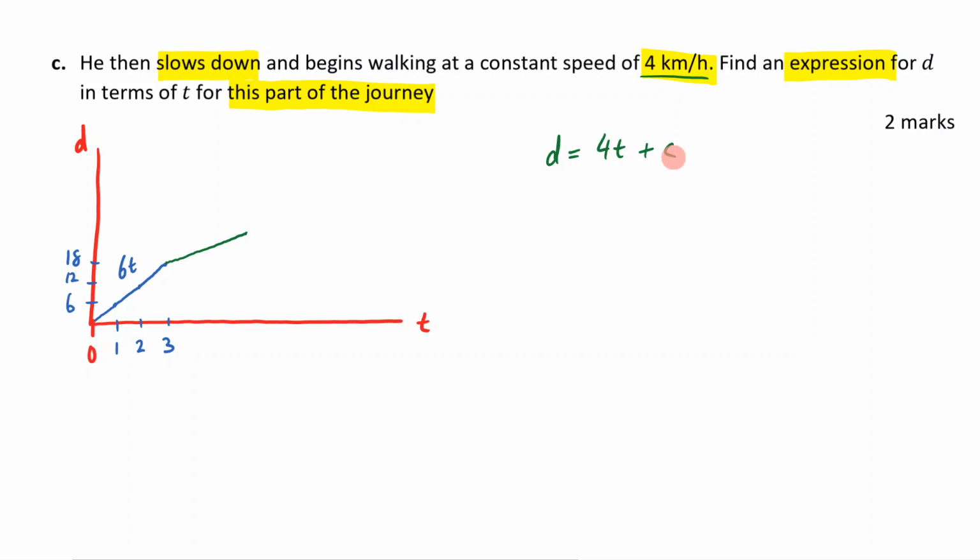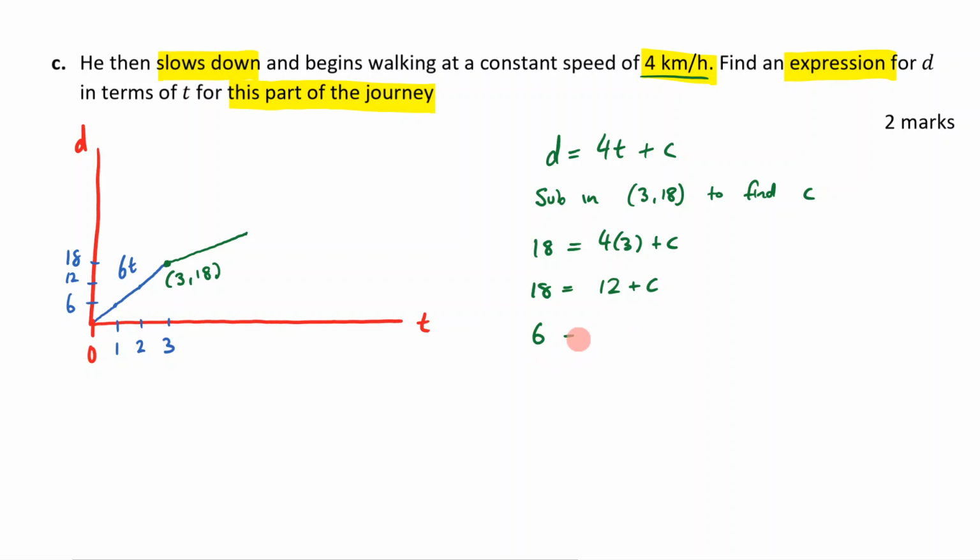In order to find this unknown, we're going to have to sub in a point. Do I know a point that exists on this line? And I do. I know this point right here is going to be (3, 18). That's where I'm starting from. So I'm going to sub in (3, 18) to find c. So 18 equals 4 times 3 plus c. 18 is going to be equal to 12 plus c. So that means I'm going to end up with 6 is equal to c. So my final answer is going to be d is equal to 4t plus 6.